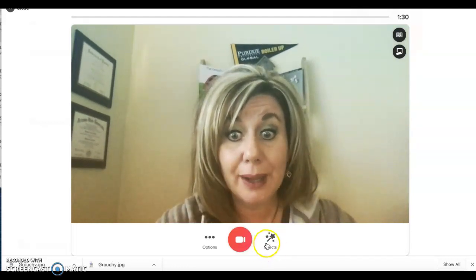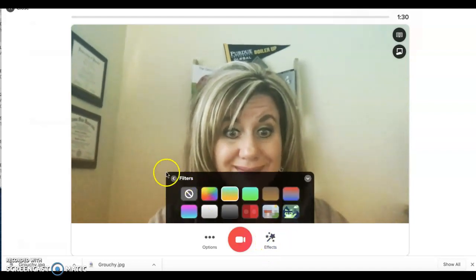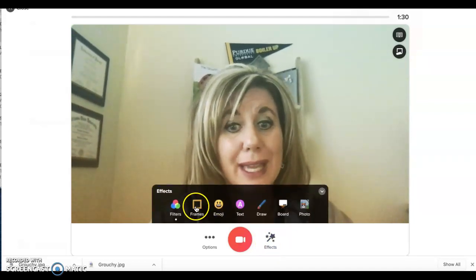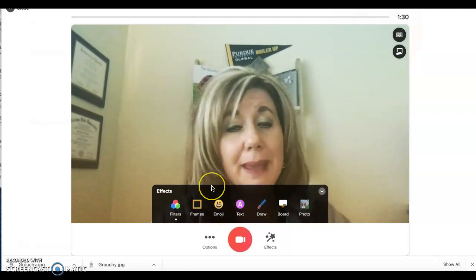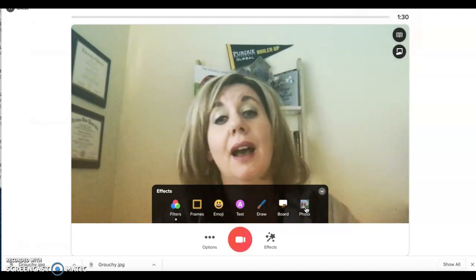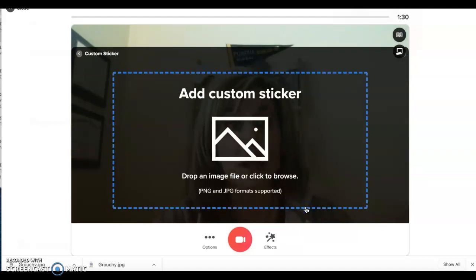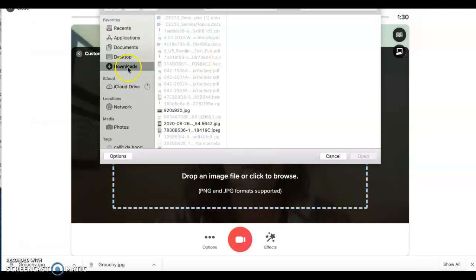You can also, let's see, where's my effects? Once you've done that, you can choose frames, emojis, make it fun, however you want to. But the most important tool that I think you should consider using is this photo tool. If you want to add a photo of your book, or a photo of your poster, you could take a picture of your poster, or you could save it as a digital image. You can then throw it up here on the Flipgrid.